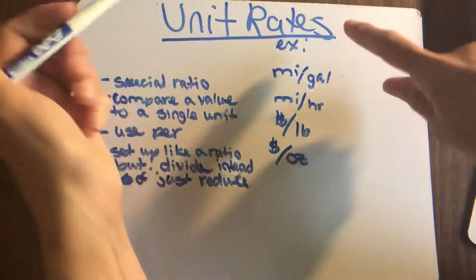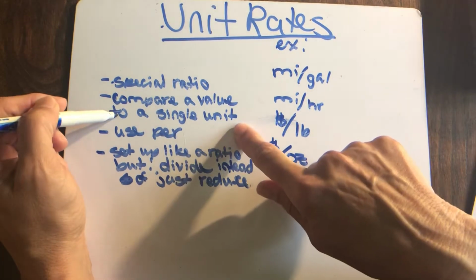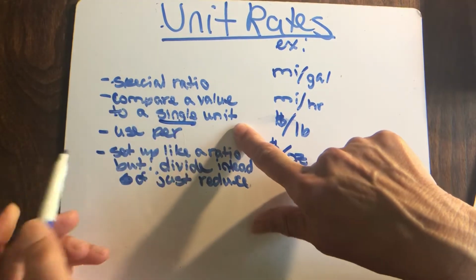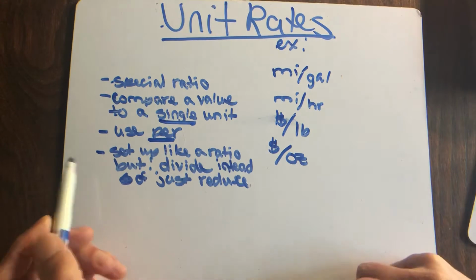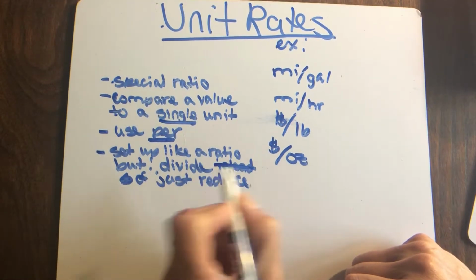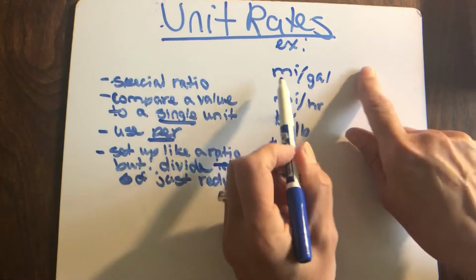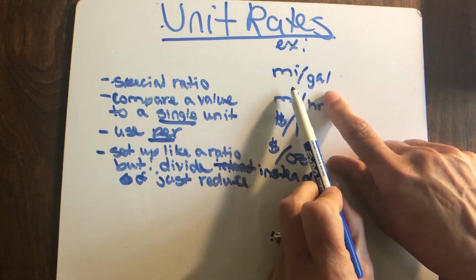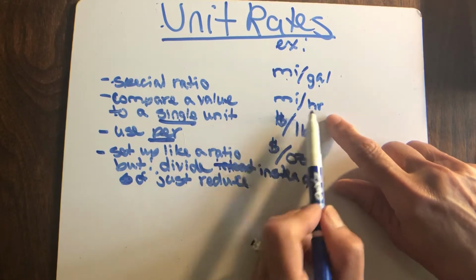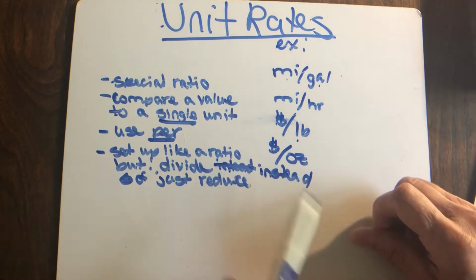In the last video we talked about unit rates, and we said they were a special ratio. They compare one value to a single unit. They use this word per. We set them up like a ratio, but we divide instead of just reducing. Some examples of our everyday talking include miles per gallon, miles per hour, how much money per pound, how much money per ounce, things like that.